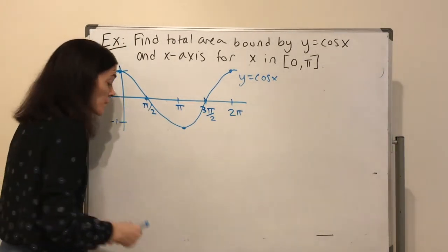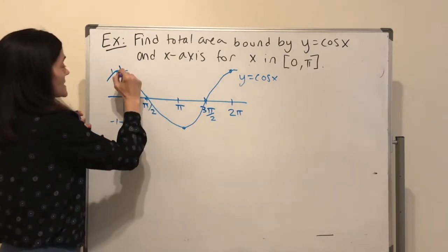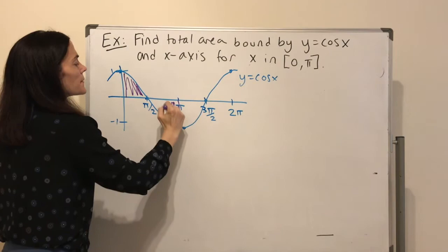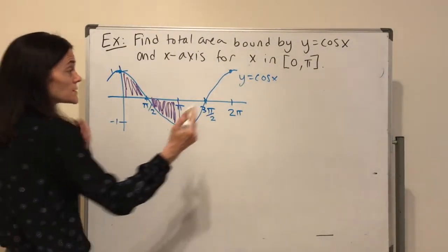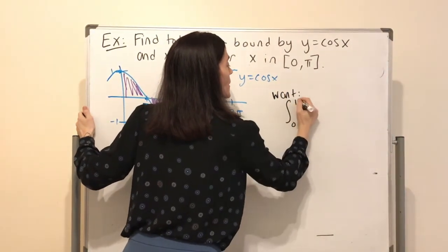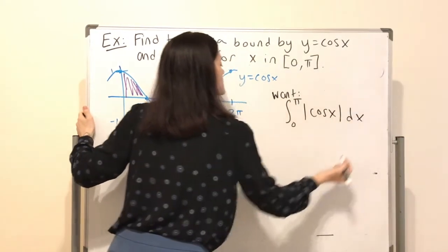Okay, so what we want here is this area plus this area. We want to integrate the absolute value of cosine. So we want the integral from 0 to pi of the absolute value of cosine x dx.